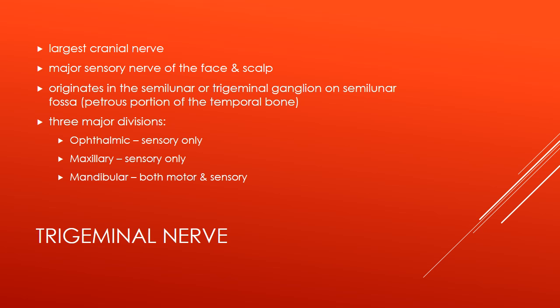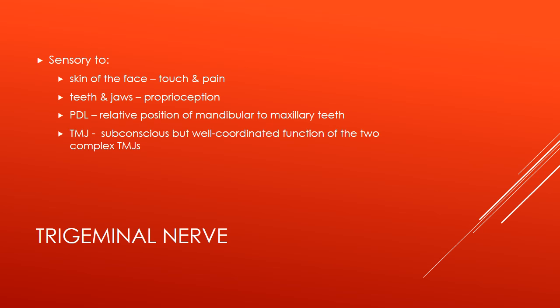and scalp. It originates in the semilunar or trigeminal ganglion on the semilunar fossa in the petrous portion of the temporal bone. It has three major divisions: the ophthalmic, the maxillary, and the mandibular divisions. V1 and V2 are both sensory, while mandibular, or V3, has both motor and sensory nerve fibers. The trigeminal nerve provides sensory innervation to the skin of the face, teeth and jaws, periodontal ligament, and the temporomandibular joint.